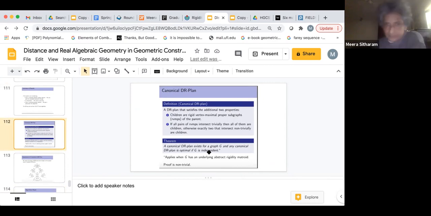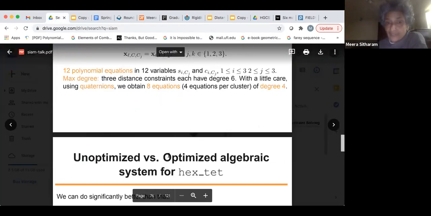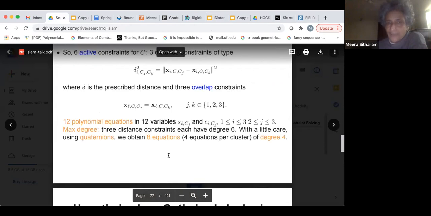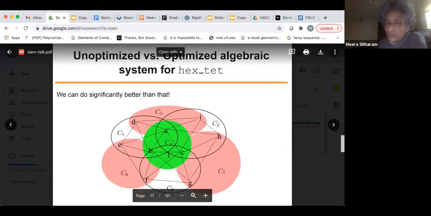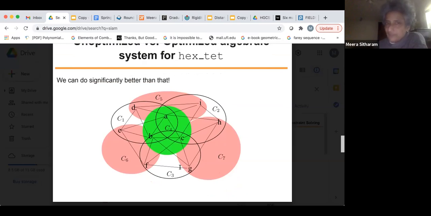And for the recombination part, I have to tell you about this extra combinatorial structure that we impose on the canonical DR plan after we find it, which then allows us to optimize the number of equations and number of variables that you solve at every stage.